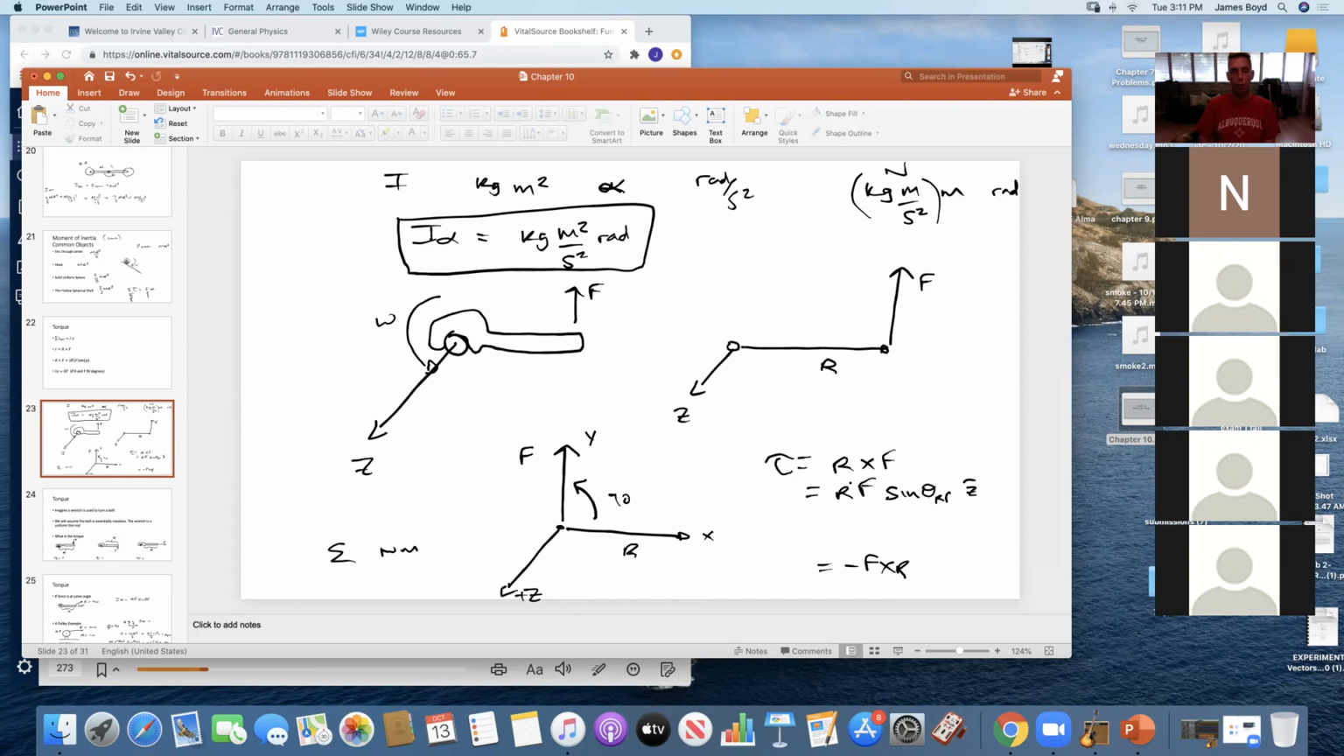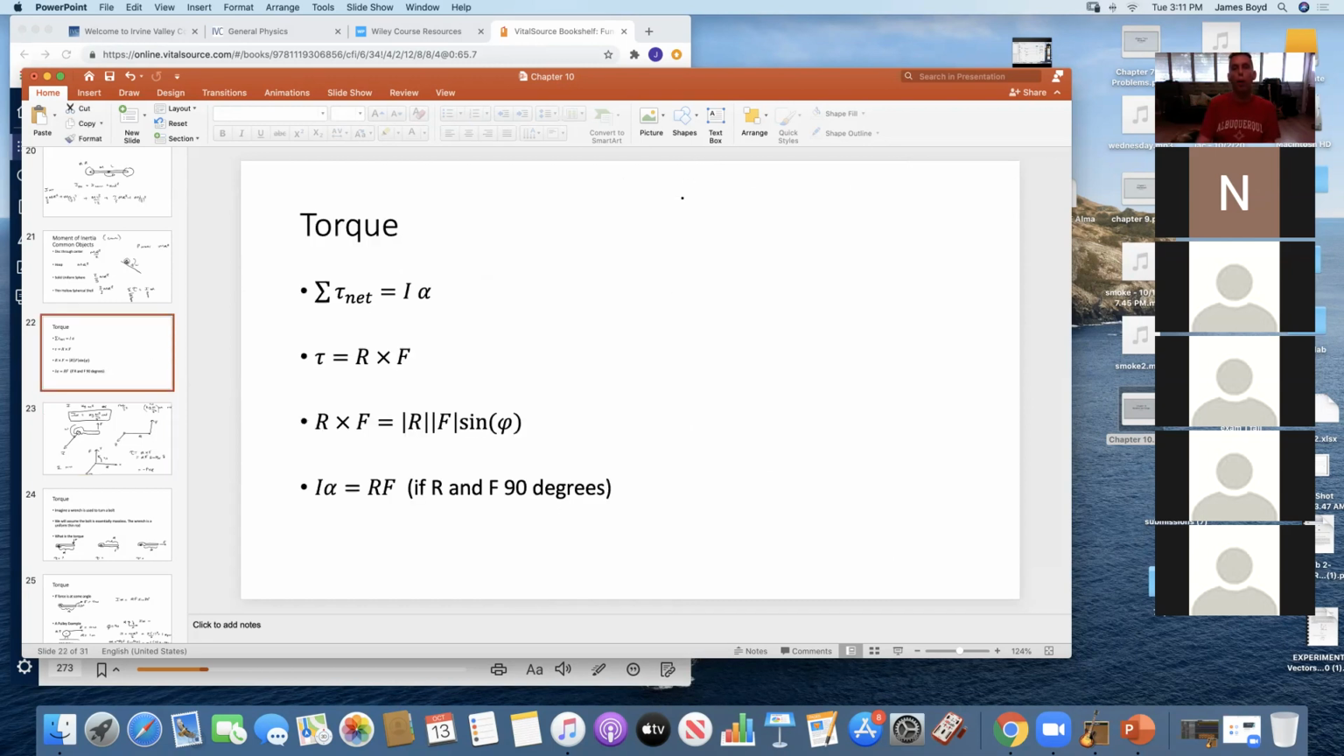That means, just like with F equals ma, where the force causes me to speed up, a positive torque causes me to rotate counterclockwise in the positive z direction, okay? If the torque were negative, then it would cause me to rotate clockwise.